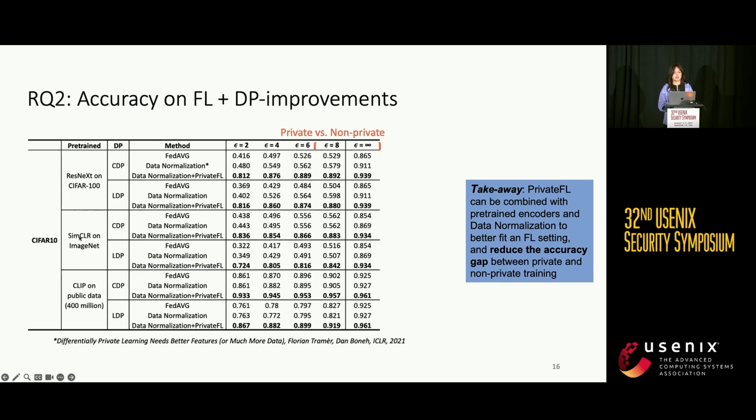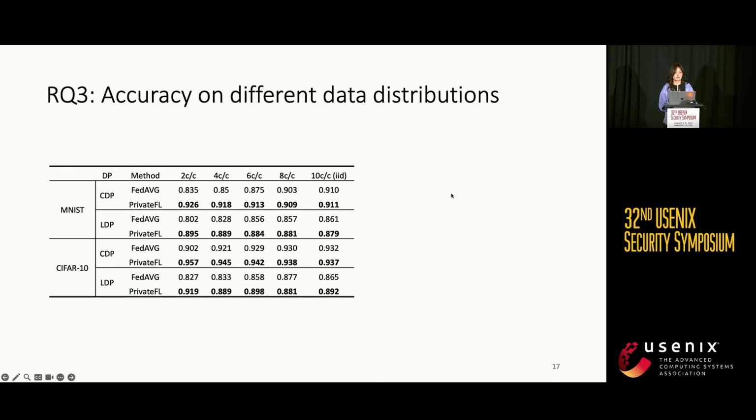Here we have ResNeXt on CIFAR100, SimCLR on ImageNet, and also CLIP on public data. We can observe that compared with using data normalization alone, where there is a 30% gap between non-private and private training, our method can reduce that to 5%, and for CLIP, we can see that our method can reduce that gap to 0.4%.